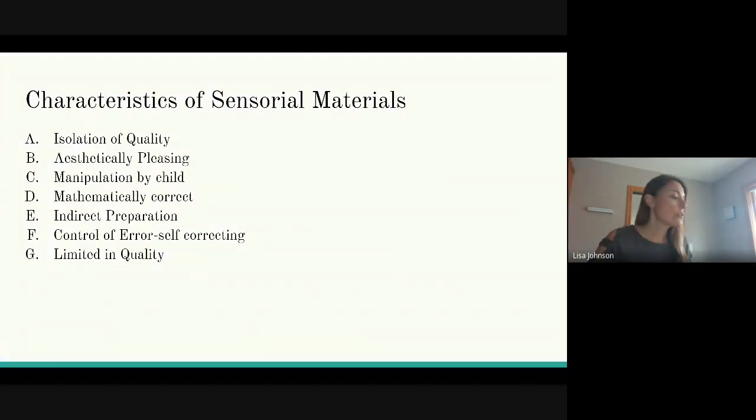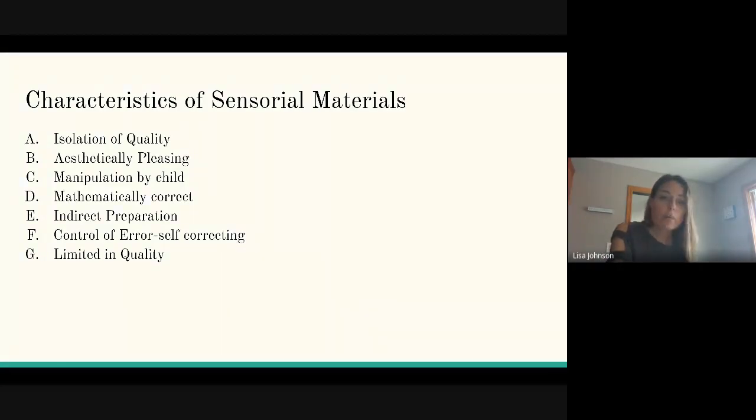Okay, so the characteristics specifically of the sensorial materials are isolation of quality. It is aesthetically pleasing. It can be manipulated by the child. It's mathematically correct. It has an indirect preparation for something. There's a control of error, which means it's self-correcting, so the teacher doesn't have to be there. They get that input from the material itself. And it's also limited in quantity.